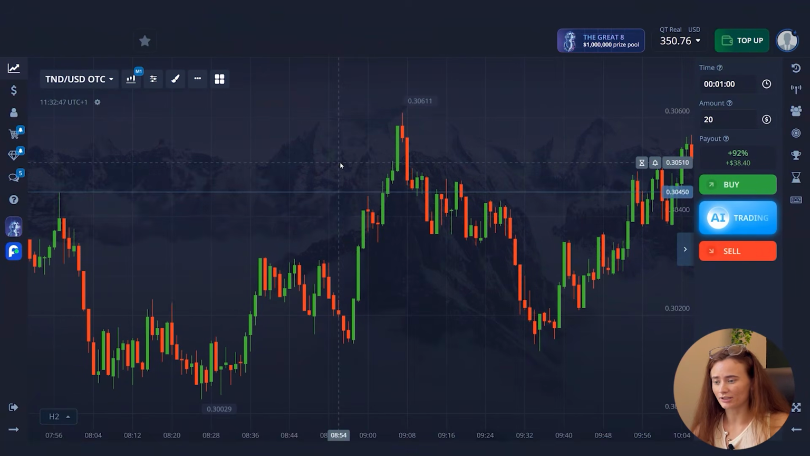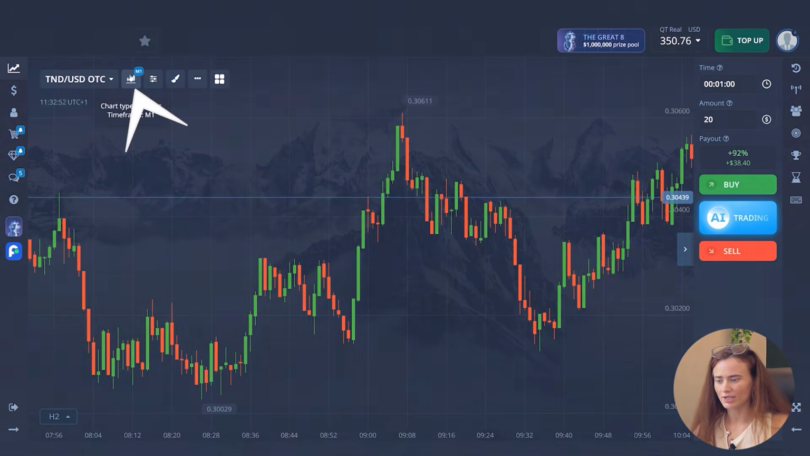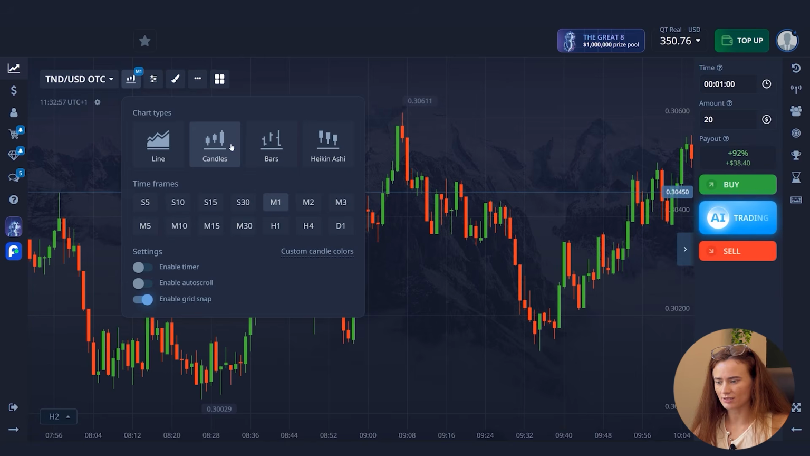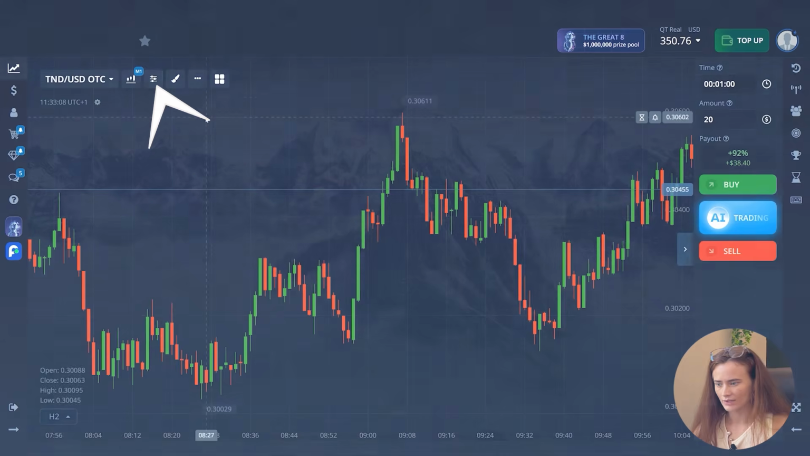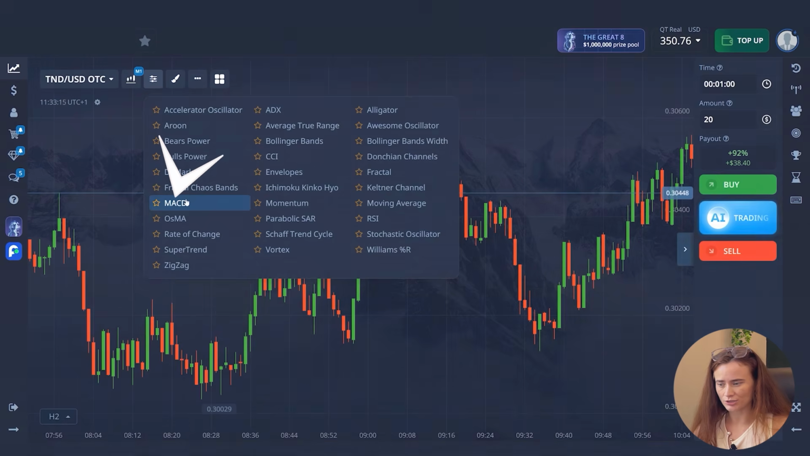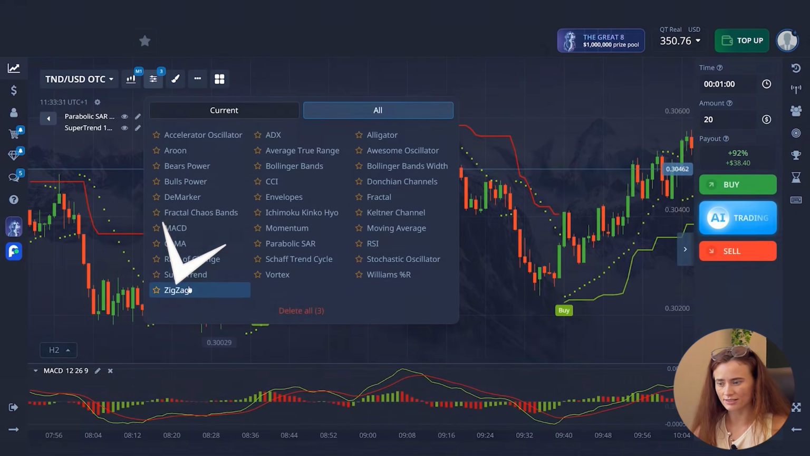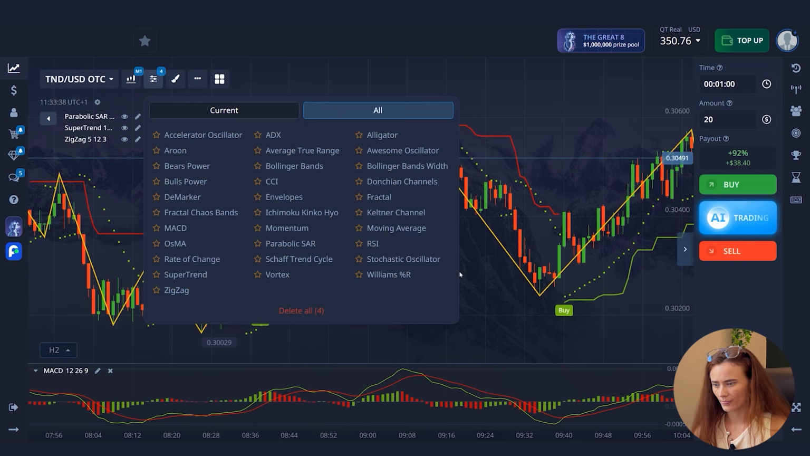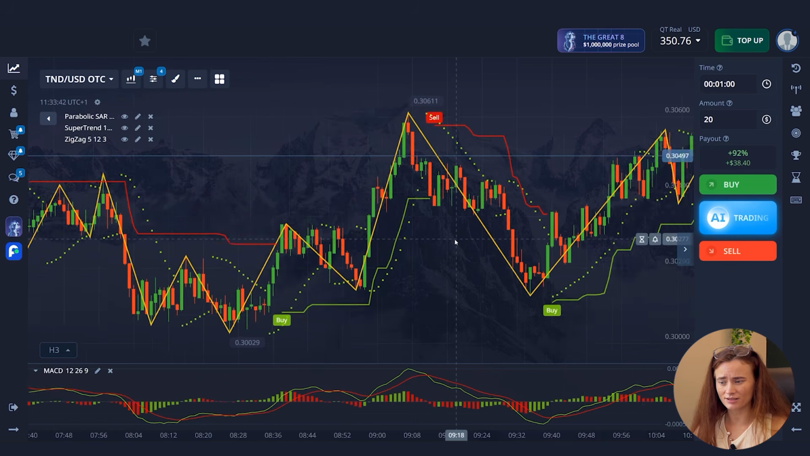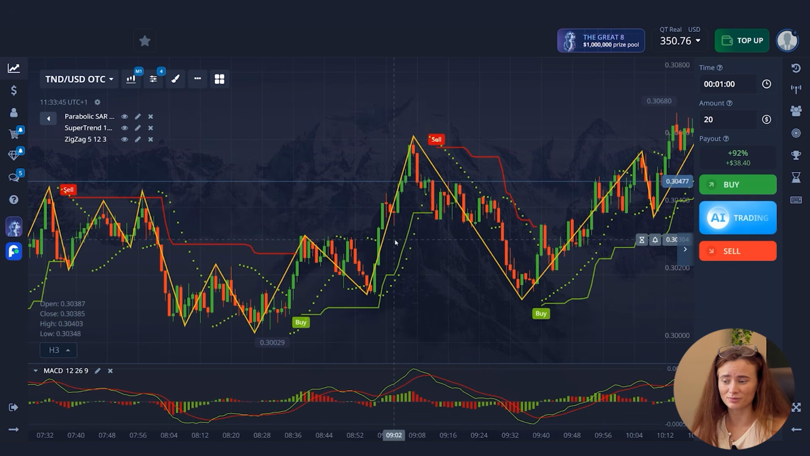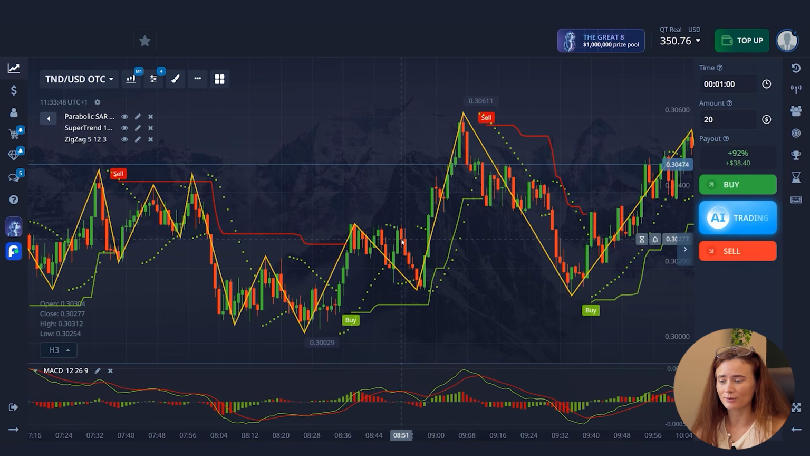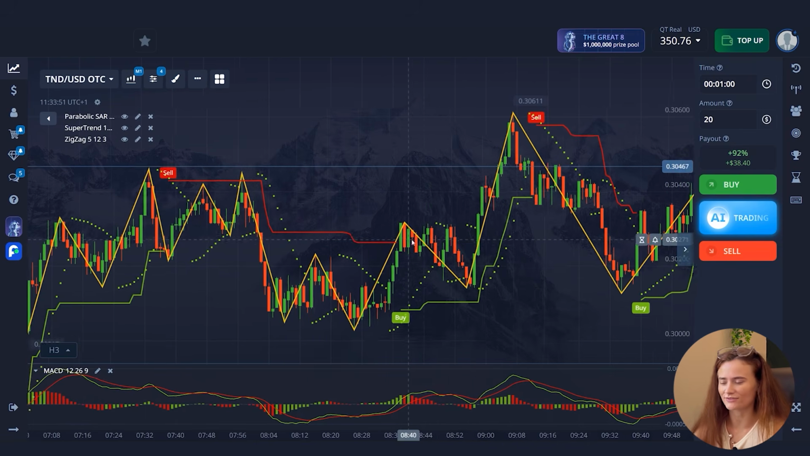Now we need to properly configure the account for work, so let's do it. The type of graphic will be candles and the time 1 minute. And now in the indicator section we will choose MACD, parabolic SAR, super trend and zigzag. And you know, the settings of the indicators are completely standard, they're suitable for this strategy. And now I will start working and show you the effectiveness of this strategy.